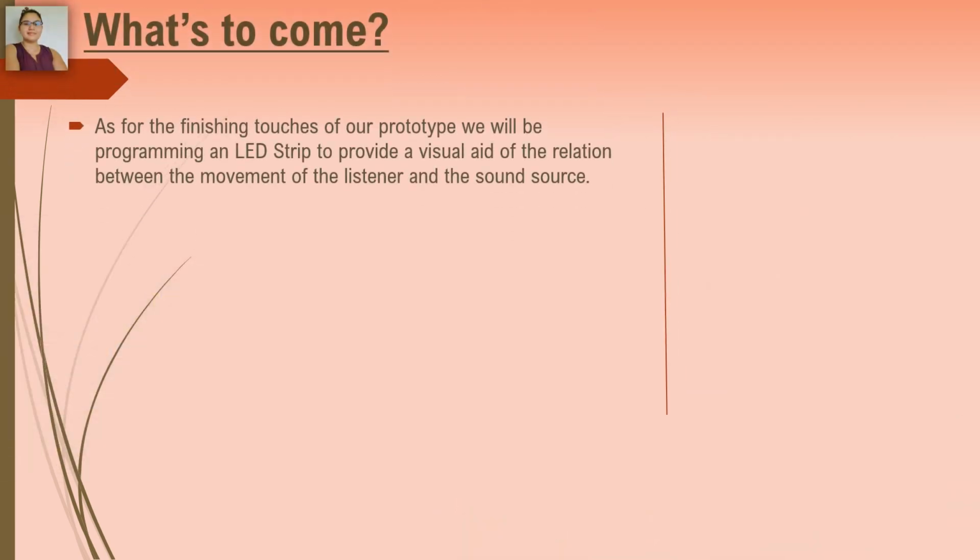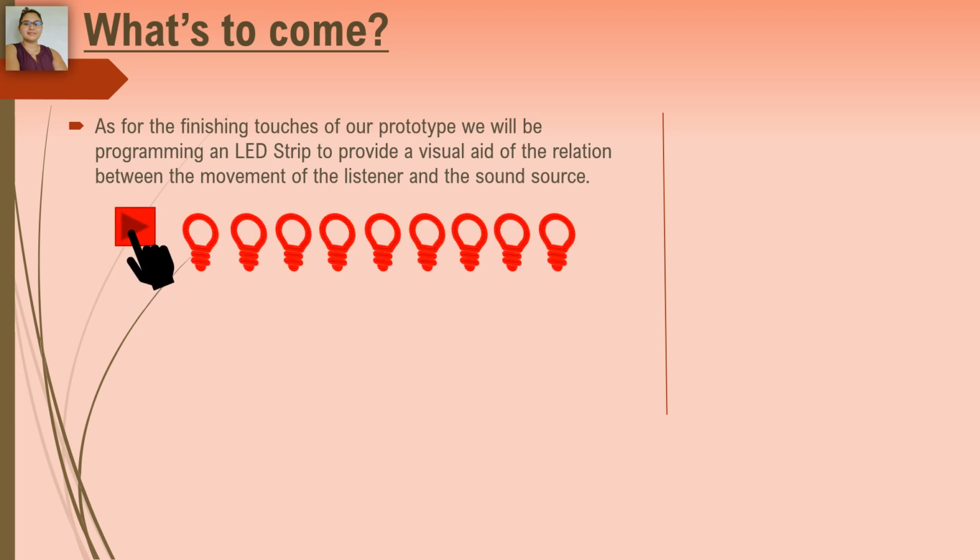Now what's to come once our prototype is finished? Well, for the finishing touches of our prototype, we will be programming an LED strip to provide a visual aid of the relation between the movement of the listener and the sound source. The visual aid should look something like this.